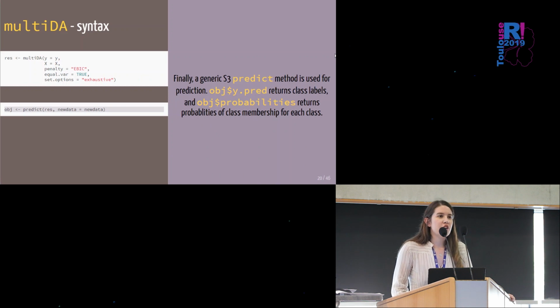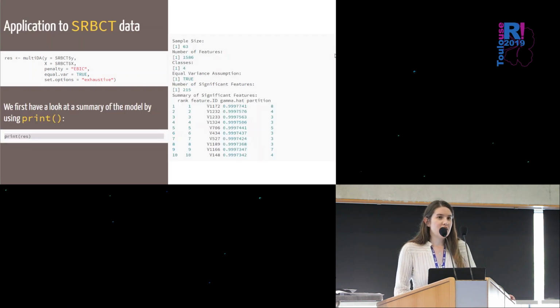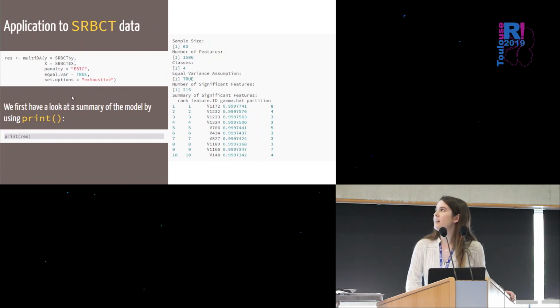And then finally, we have a generic S3 object predict, which provides a prediction method. We can return the probability of class membership, as well as just the estimated class labels. So let's apply this to the data set we have at hand. Here's the application to the SRBCT data, which is inbuilt in our package.